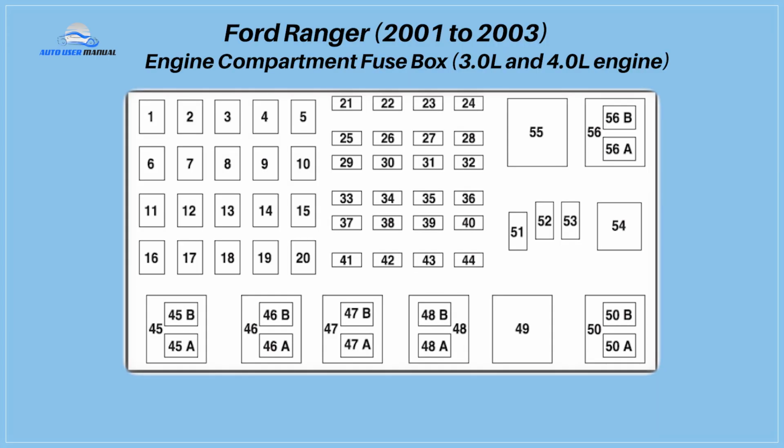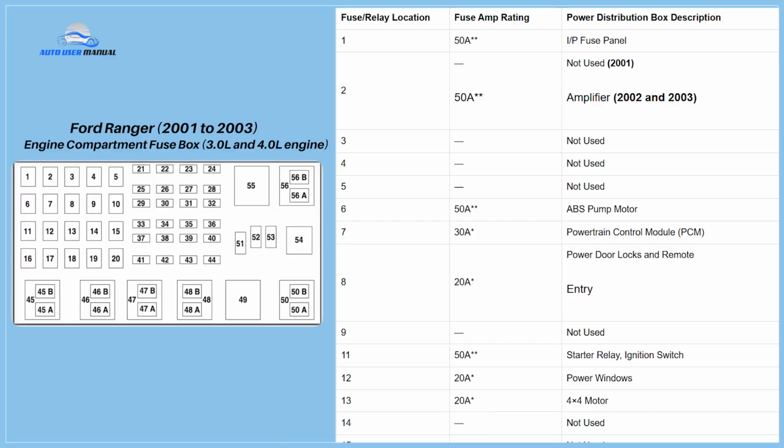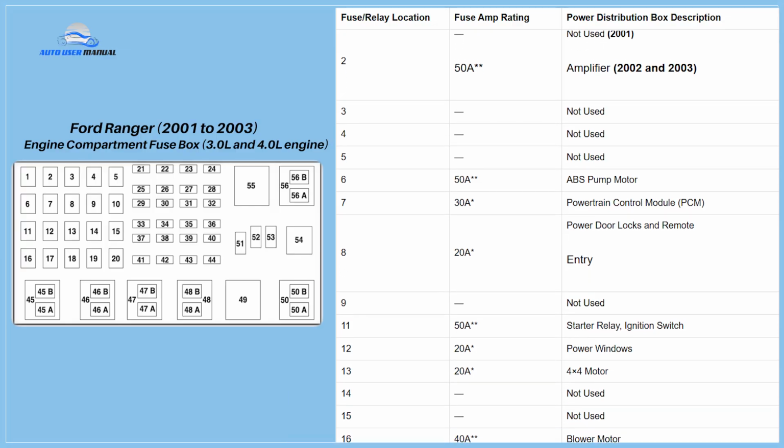The engine compartment fuse box for 3L and 4L engines in 2001 to 2003 Ford Ranger models distributes and protects circuits for the engine, powertrain, emissions, and cooling systems.